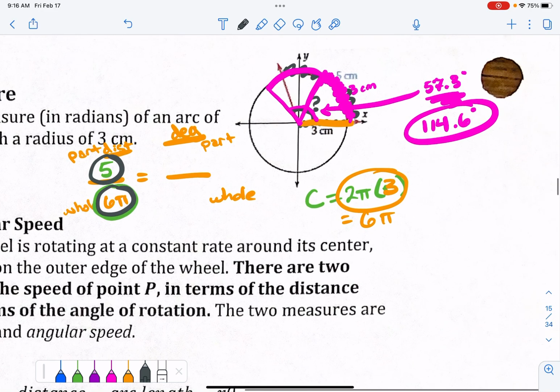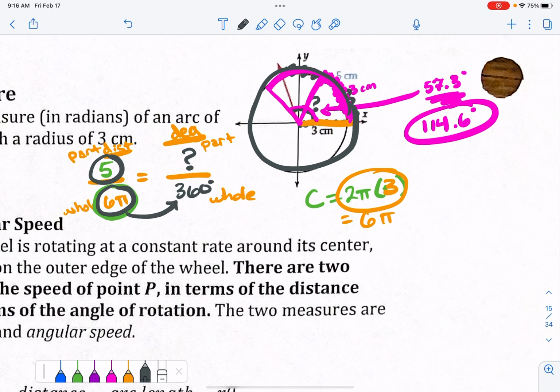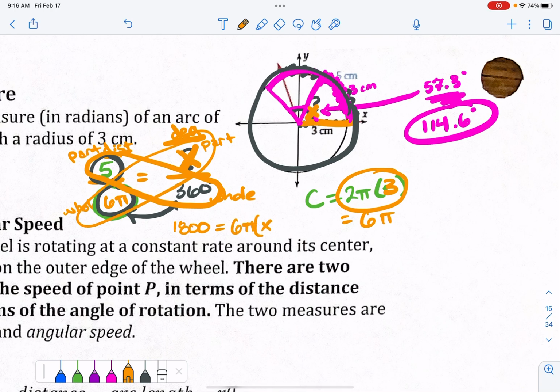Now, if we talk about degrees, I want to know the degree measure, and the whole degrees, if I would go all the way around, would be 360, okay? So 360 would be equivalent to 6 pi in this case because my radius is 3. Okay, and we're saying how many degrees is equivalent to 5 then? And then I can just cross multiply and divide, okay? So 5 times 360 is 1,800. 1,800 equals, I'm going to call this x right here. x is the number of degrees that I have, okay? 6 pi times x, okay?